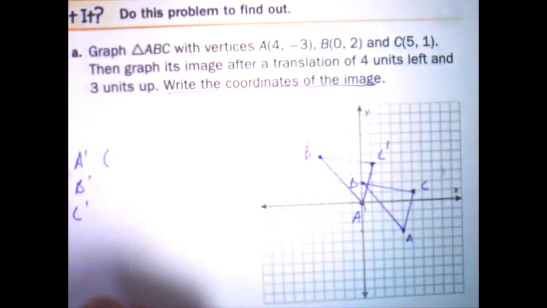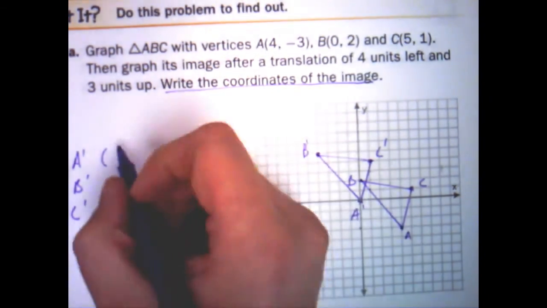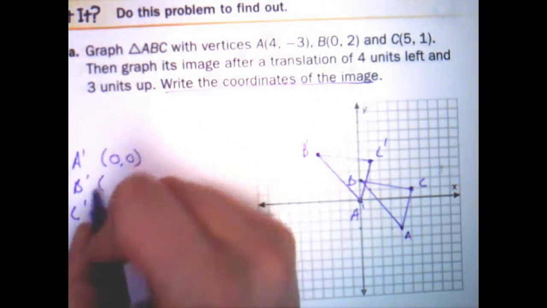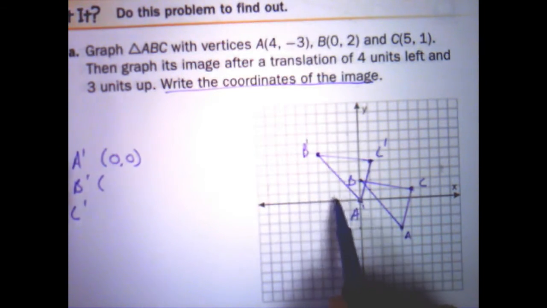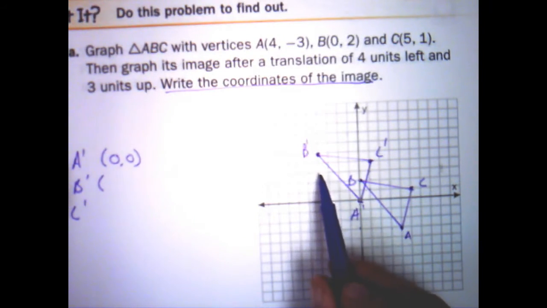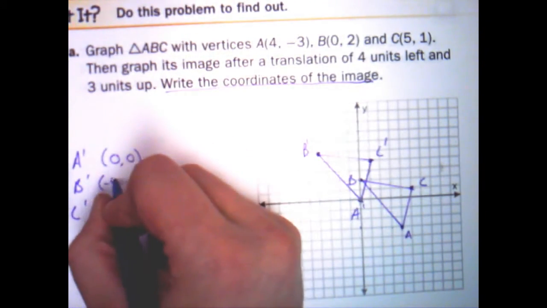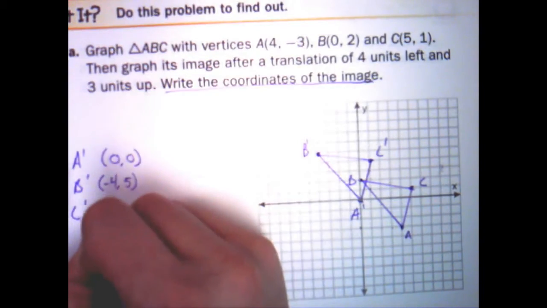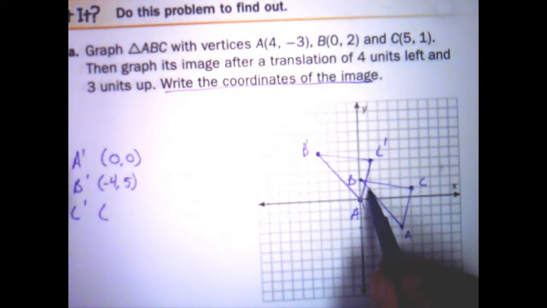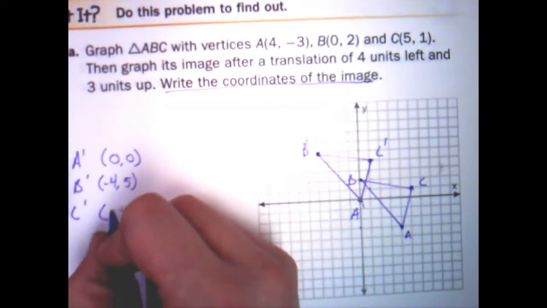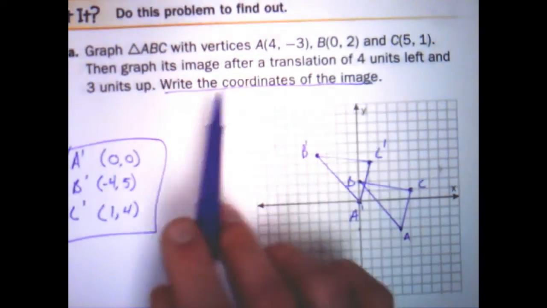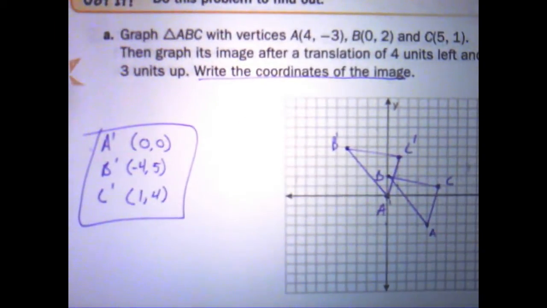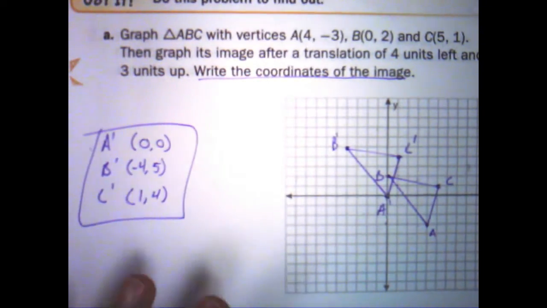So all I need is the coordinates x comma y for A prime, which is 0 comma 0. B prime would be negative 4, comma 5. And C prime would be 1, comma 4. So don't forget to do that. I know I forgot to do that on the example, but you should be going through the entire video, so you should have got this one.